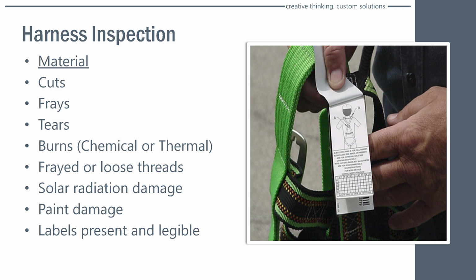Solar radiation. The reason I put this in, I've seen people throw this stuff in the back of their pickup truck and let it ride forever. Then what happens? Paint damage or chemicals. Are the labels present and legible on the harness? Is super important. I'm telling you, I used to work with the OSHA consultation group here in Mississippi, and we would look at all these different things. If OSHA comes in, if there's a fall, they're going to inspect all your stuff. They're going to be very nitpicky about this, and you have to explain why this, why that.